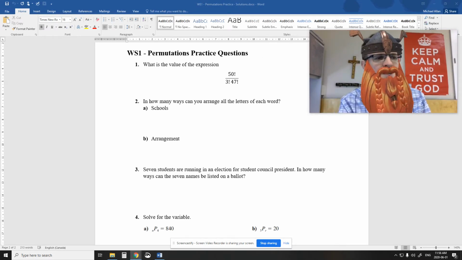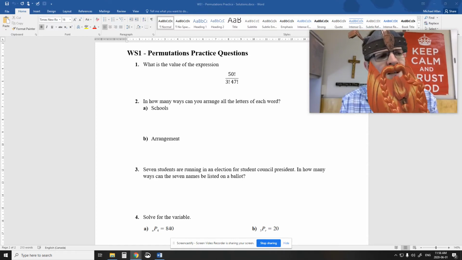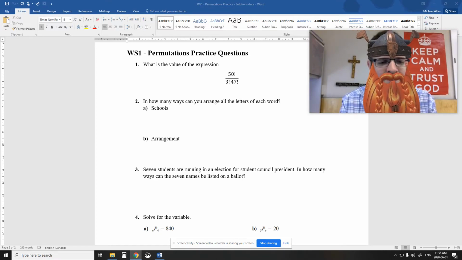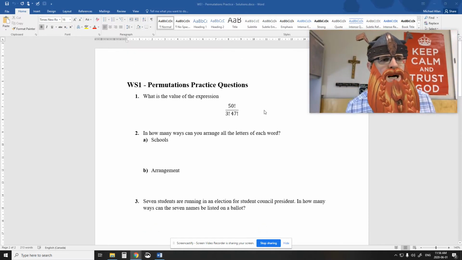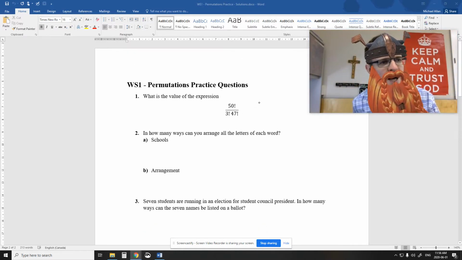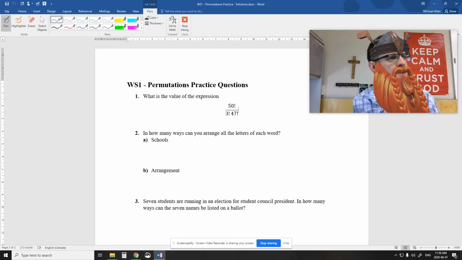Now, the reason I'm asking this question is because of 50 factorial. Is 50 factorial too large? No, it's not too large. You can technically plug it in your calculator, but I'm going to do this the old-fashioned way. What if I didn't have a factorial button on my calculator? What would I do here?